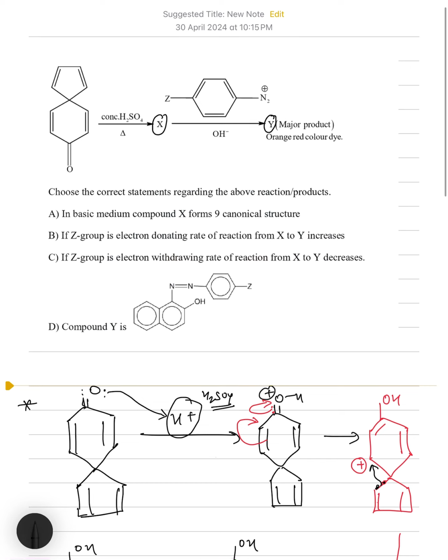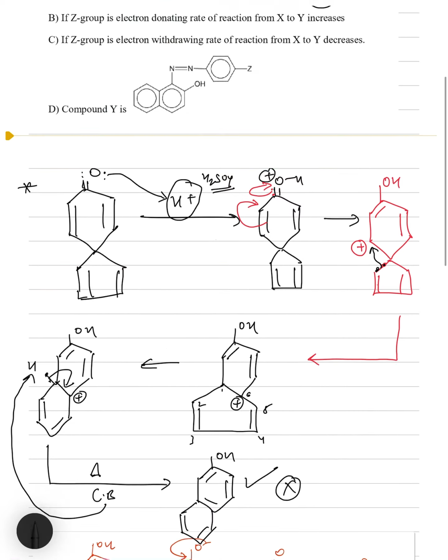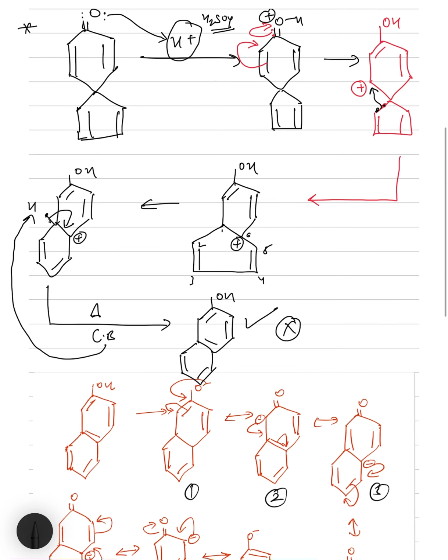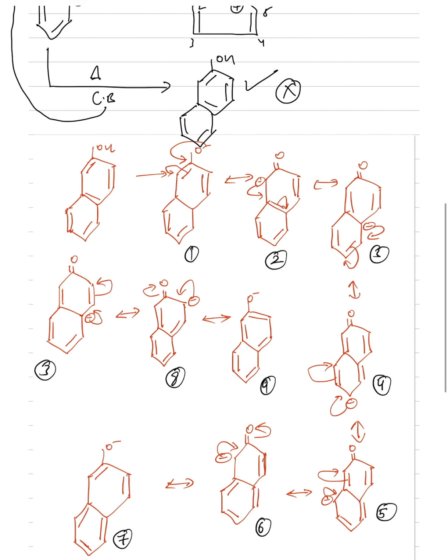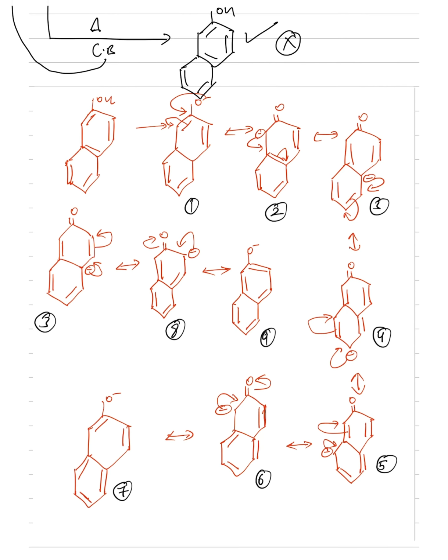Right? Now the option says in the basic medium the compound X forms 9 canonical structures. Now canonical means resonating structures, RS. So if you look here, I have already drawn these resonating structures for your reference, so you can easily match by pausing the video for some time and count how we have drawn them. This is our product which we have obtained.